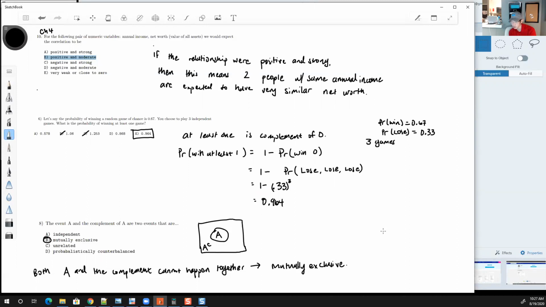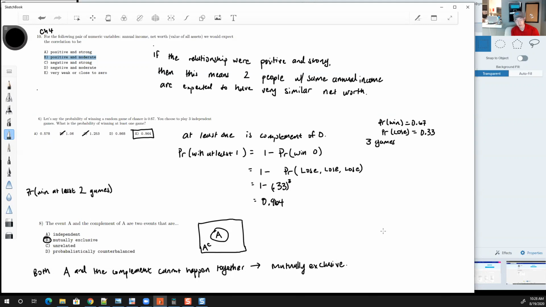Would it make sense if the question asked for at least 2 games, and then what would you do? Okay, I think we're referring back to question 6. So let's say the probability of winning a random game is 0.67, and we're going to ask what's the probability of winning at least 2 games? Sure, we can do that. So the probability of winning at least 2 games. This becomes a little bit more complicated.